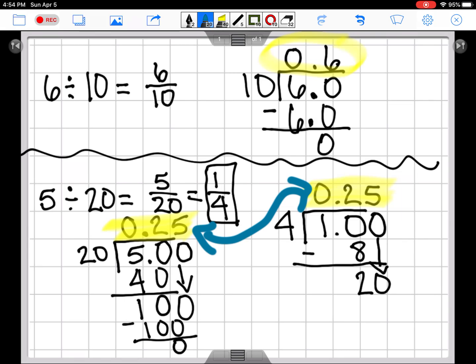This is a really important skill to practice for a variety of reasons, but one reason is to make sure that we aren't accidentally mistaking which fractions are equal to which decimals, which could be really tricky in the future. So let's keep practicing.